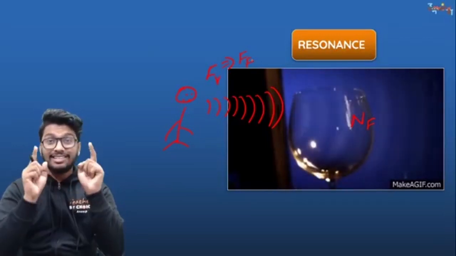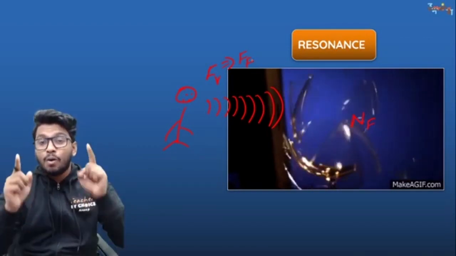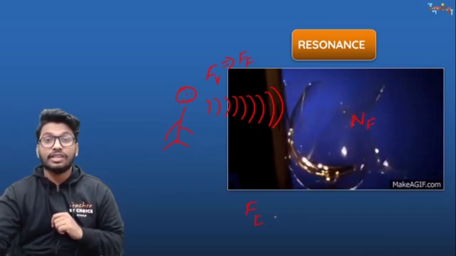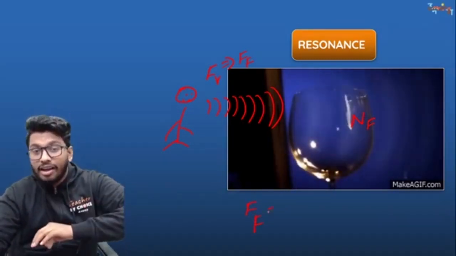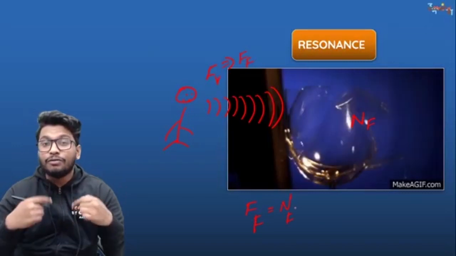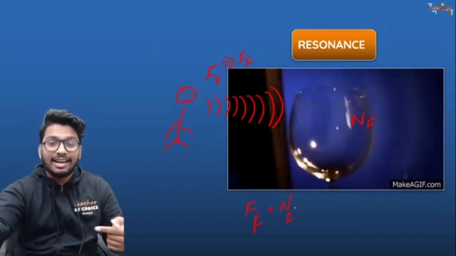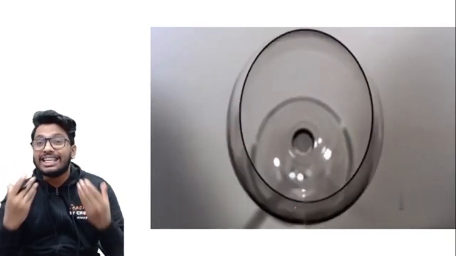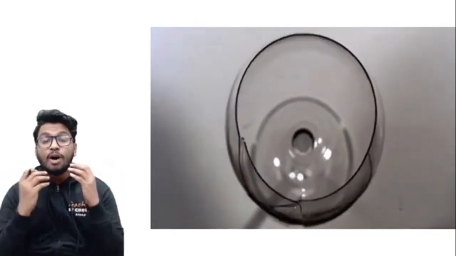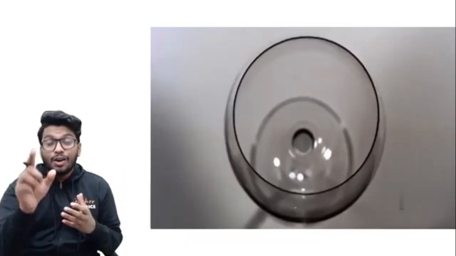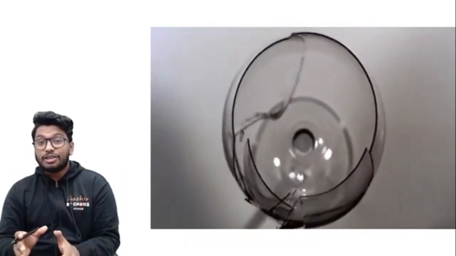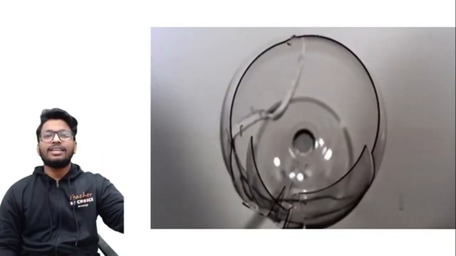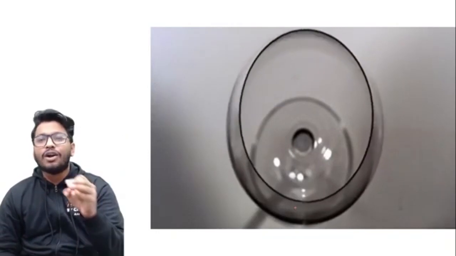Now listen carefully, guys. This is where the magic happens. When the frequency of the forced vibration becomes equal to the natural frequency of the body, suddenly the amplitude of the vibrating body increases. The body starts to vibrate with a greater amplitude. Look at that glass, which is a very rigid structure, suddenly starts vibrating with a greater amplitude. And what happens? Voila, it breaks. This is what is called resonance.